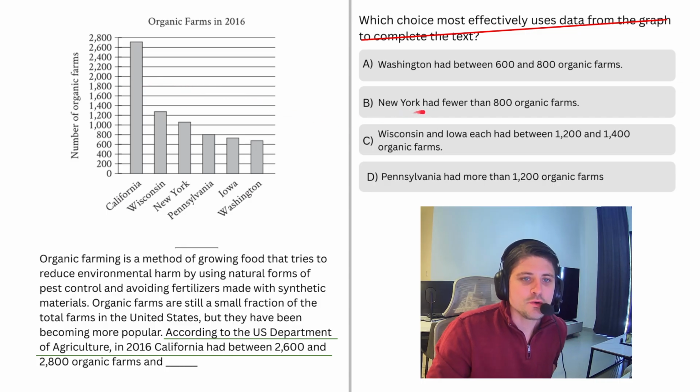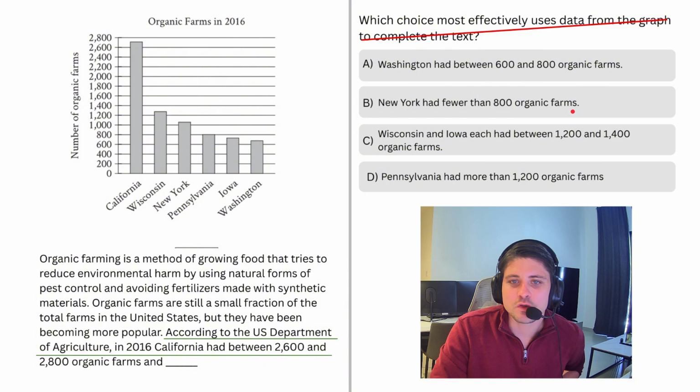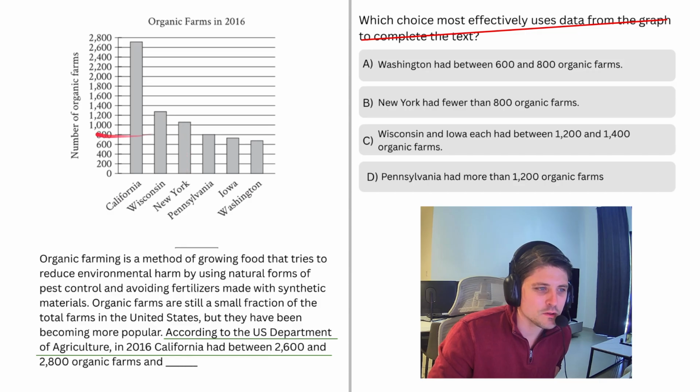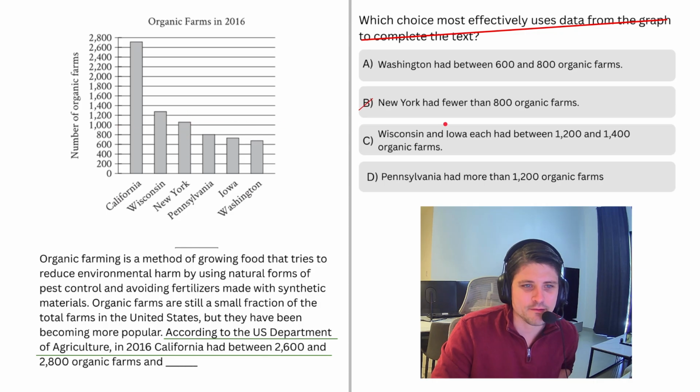B, New York had fewer than 800 organic farms. So New York, here's New York. New York had less than 800 farms? No. That's 800. This bar chart is surpassing that. It looks like they had a little bit over 1,000 organic farms. So that's not even correct according to the chart. So it's definitely not my answer.